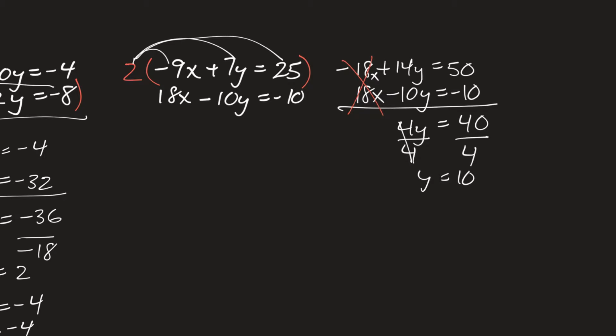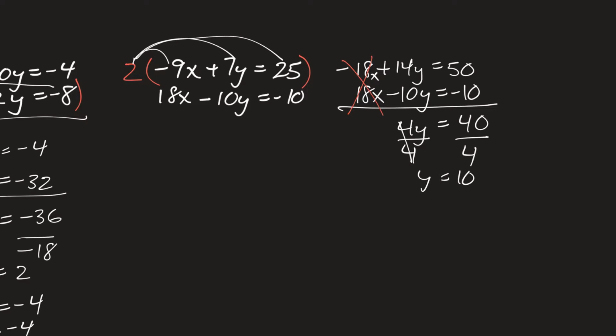Okay, y is equal to 10. But what is x equal to? I think that I'll use the second one. I could use either this or this. I'll just use this one here. And it'll be 18x minus 10 times whatever y is, which is 10, and then equals negative 10. And we'll solve for x.